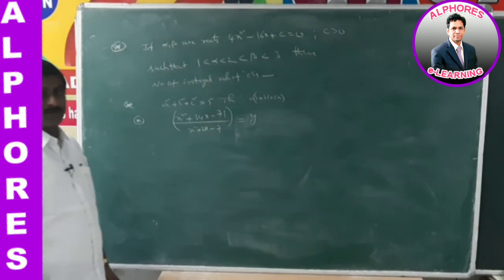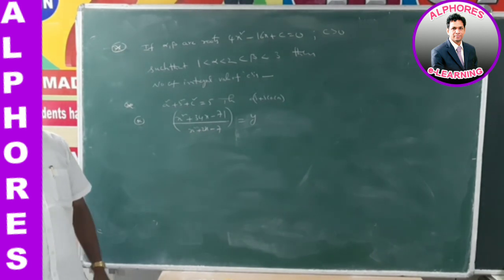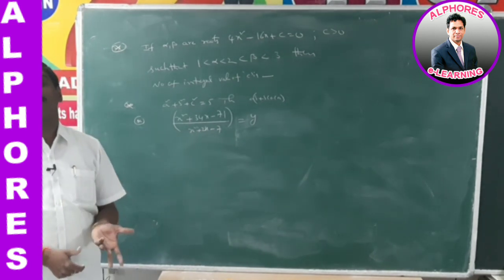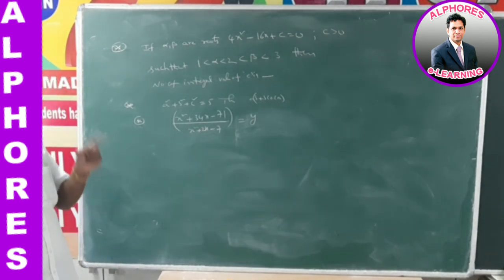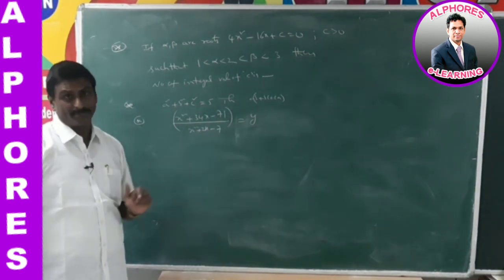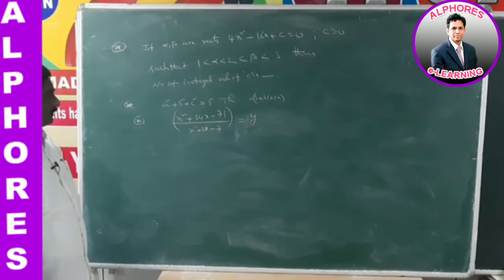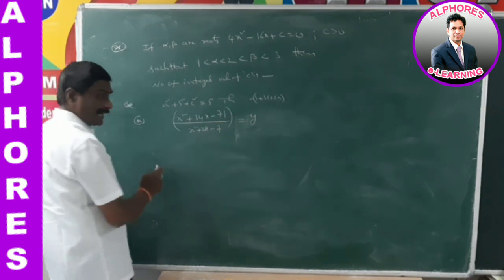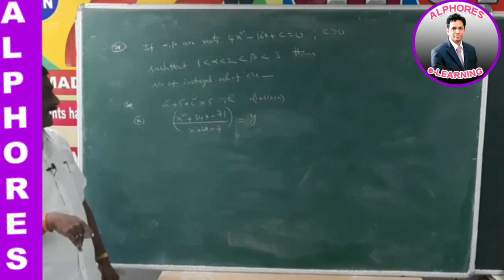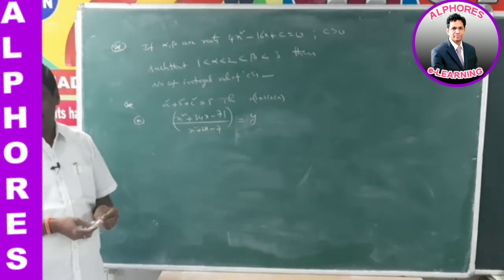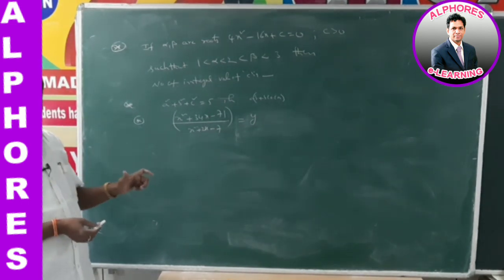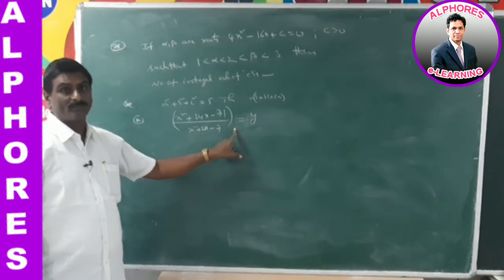After cross multiplication, we get a quadratic in x. But x is a real number. X real means delta greater than or equal to 0. By using that condition, we find the range of y. Do this problem.